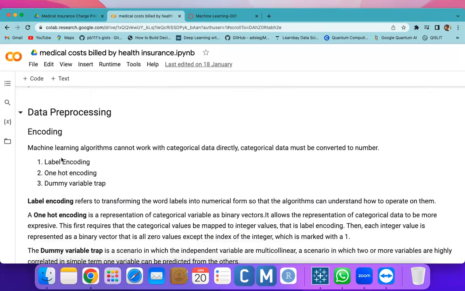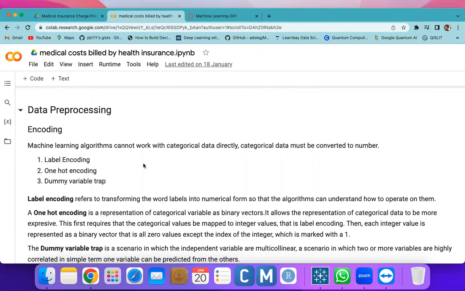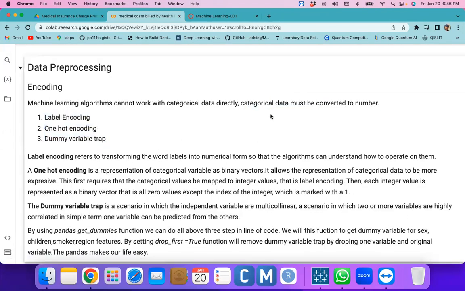Now, data processing is the concept. Before we do the data processing, we cannot apply machine learning. If we have some categorical data, we cannot apply the machine learning algorithms on categorical data. So what you should do is convert that categorical data, in the sense of character data, into a numbers format.